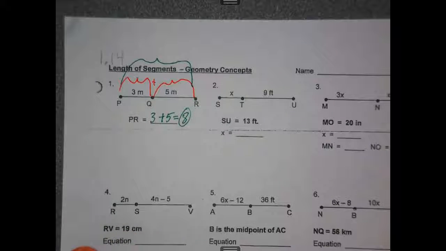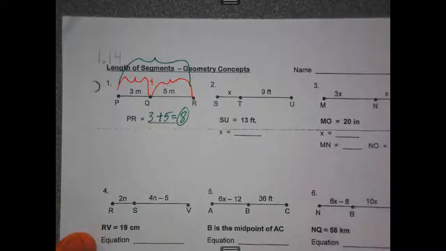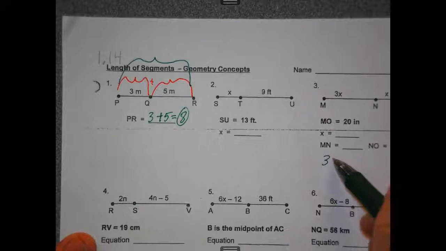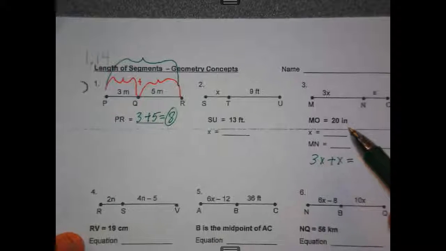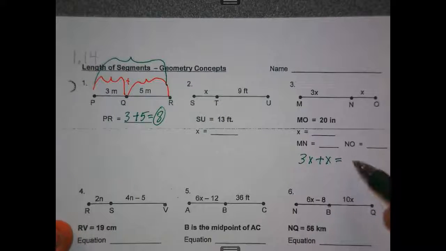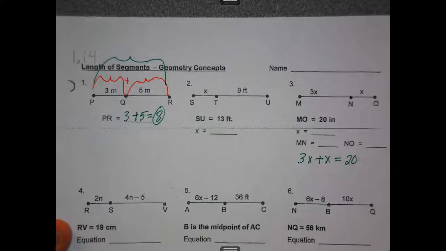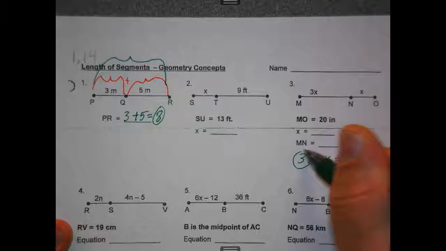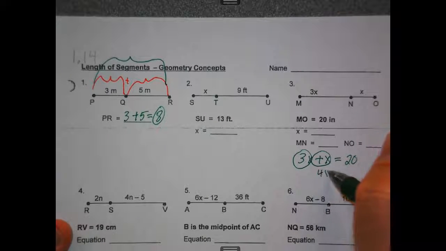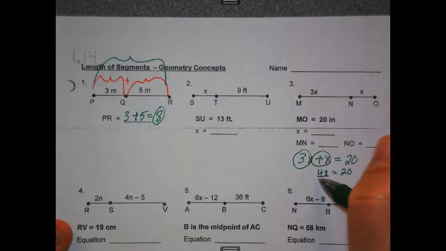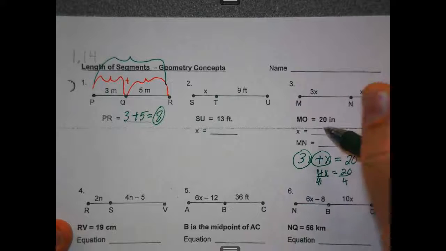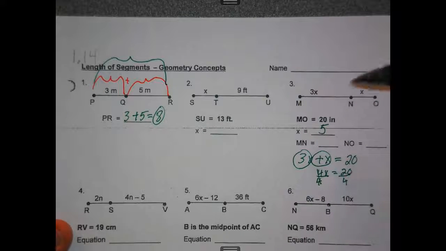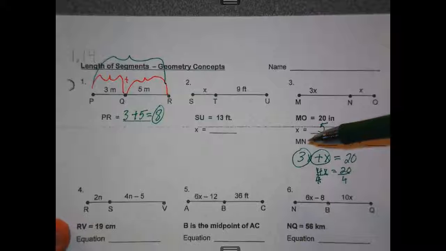Okay, number 3. I'm going to add 3x plus x. This time they tell us the length of the larger line segment is 20 inches. Now I have to solve for x. 3x plus x is 4x equals 20. Then I'm going to divide each side by 4. So x equals 5.